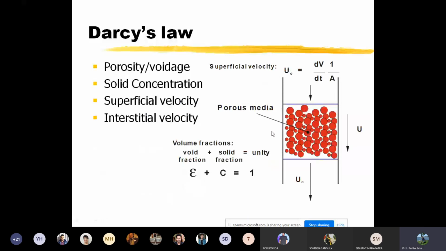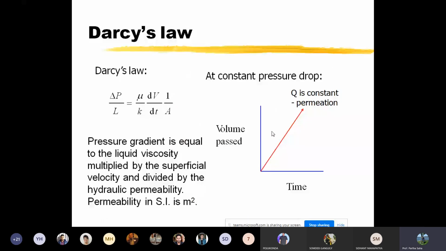So what is actually Darcy's law? Darcy said it is just like Ohm's law. Darcy said that the flux, which is here the pressure gradient, is equal to the viscosity multiplied by the superficial velocity. Okay, so this is the resistance. dP by dL is the driving potential, dV by dt into 1 by A is the flow, and the proportionality constant is mu by k, where mu is the viscosity and k is the permeability, which has a unit of meter square. So this is called Darcy's law. Darcy's law is very essential for fluid flow through porous media.